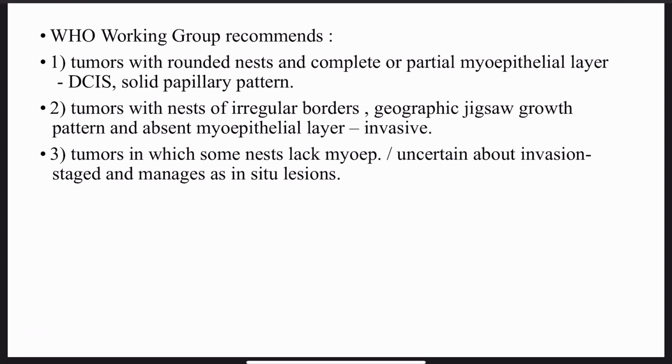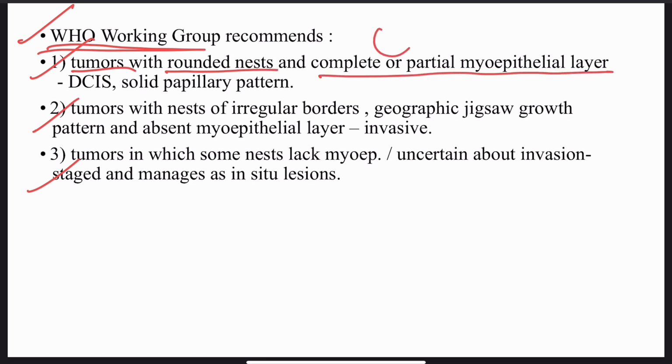And how do you stage and manage? According to the WHO working group, you categorize these tumors into three types. First, tumors with round nests and a complete or partial myoepithelial layer. The myoepithelial lining can be present completely or partially. Then you take it as DCIS, ductal carcinoma in situ. You consider it as an in situ lesion with a solid papillary pattern.